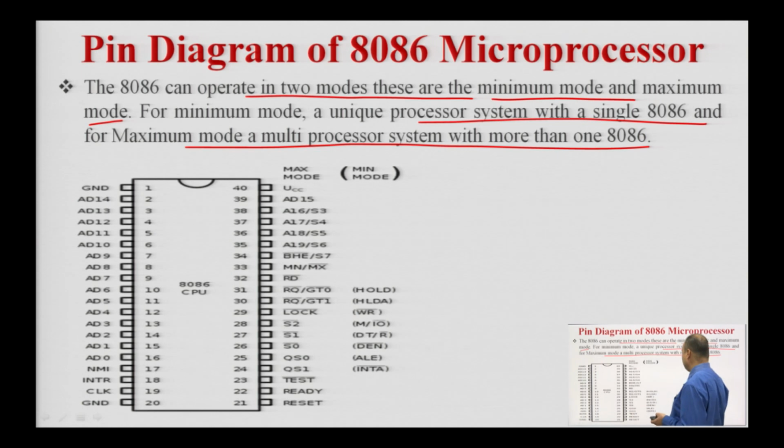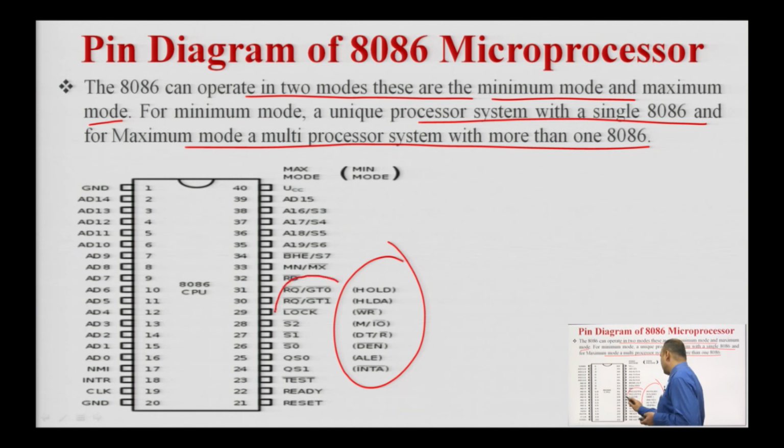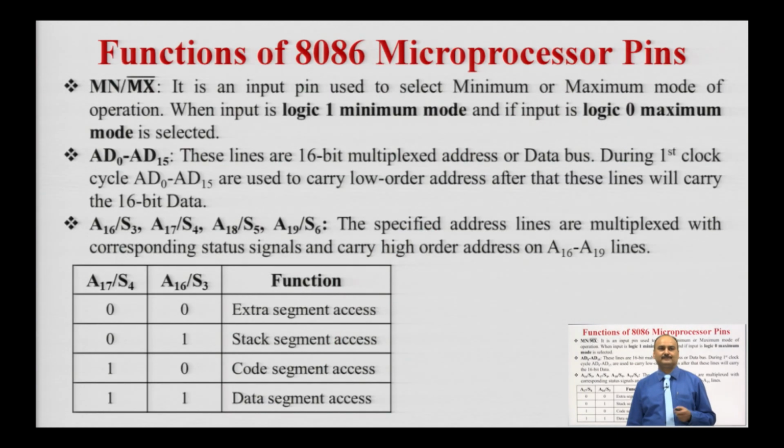So, the pins which are mainly used during the minimum mode of operation are HOLD, HLDA, write control signal, memory or input output, data transmit or receive pin, data enable pin, address latch enable pin, and interrupt acknowledge pin. While the pins related to the maximum mode of operation, in addition to other pins, are dedicated for maximum mode. So, let us see the function of each and every pin of the 8086 microprocessor.